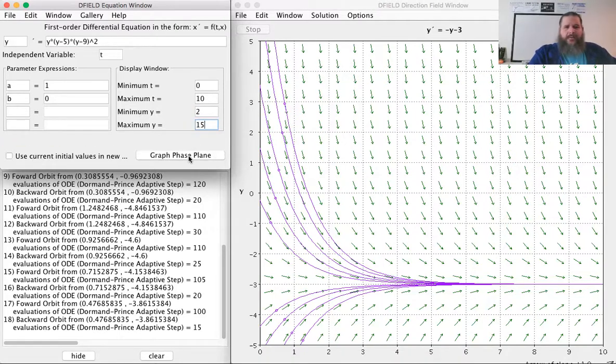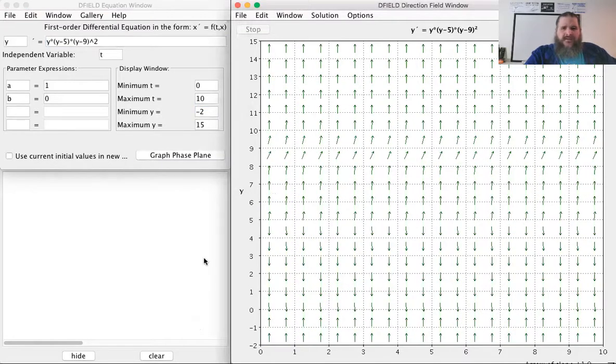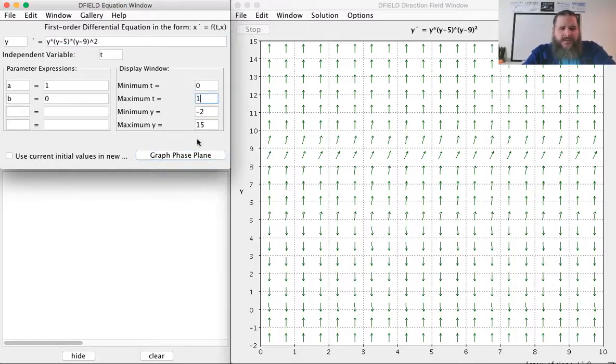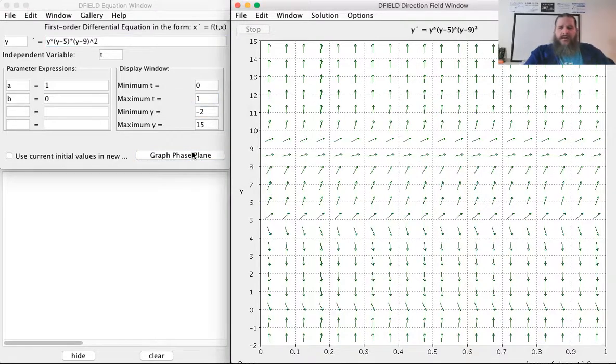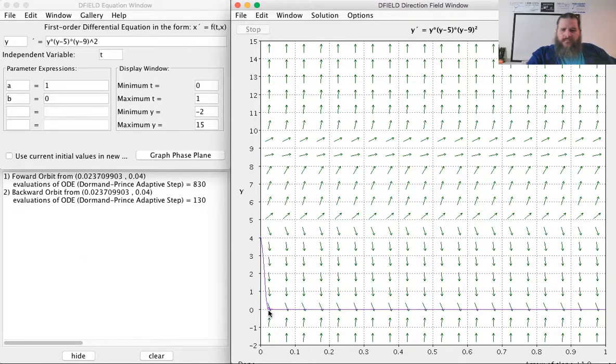Before I even hit graph, what would you expect the equilibrium values to be here? 5 and 9, and also what else? What else will make this whole thing 0? 0. Yeah, so if y is 0, or if y is 5, or if y is 9, those would all be equilibrium values. That might be a little difficult to see what's going on. Yeah, that'll work. So if we start off at 0, we get a flat line.